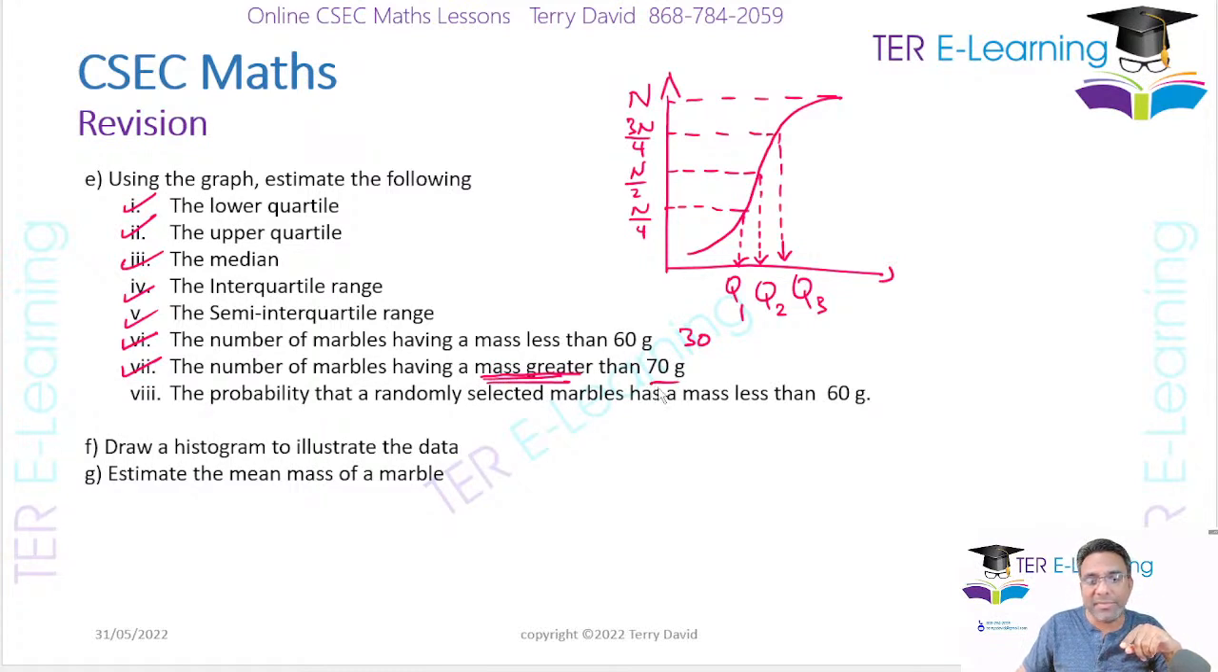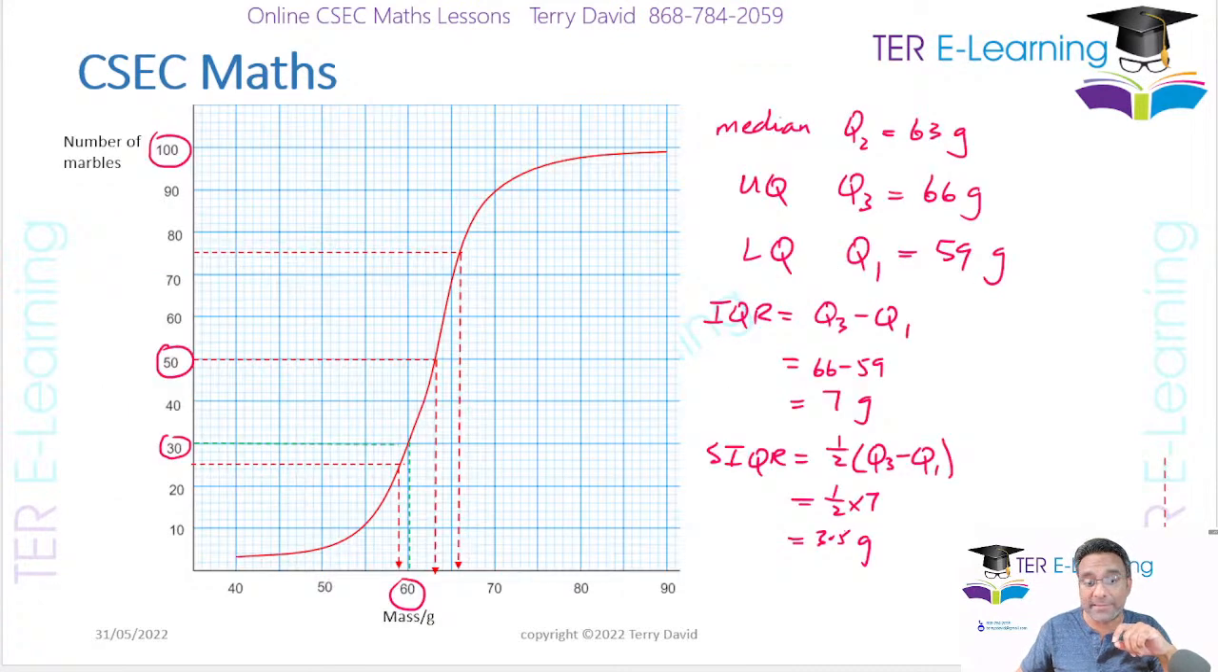So look at the graph. I want to know how many marbles have a mass greater than 70. Look at the graph. How many marbles have a mass greater than 70? Let me see if you all can get that one.